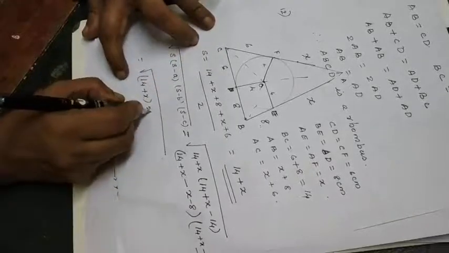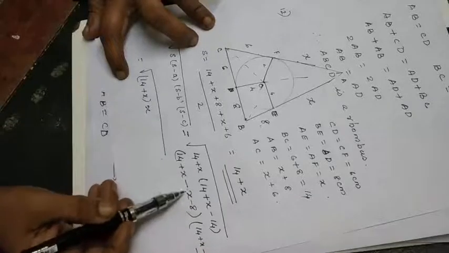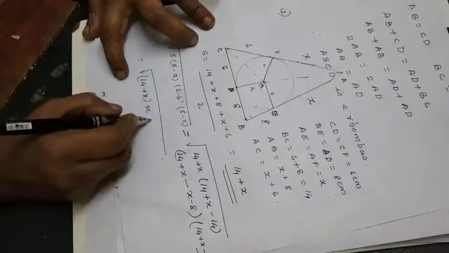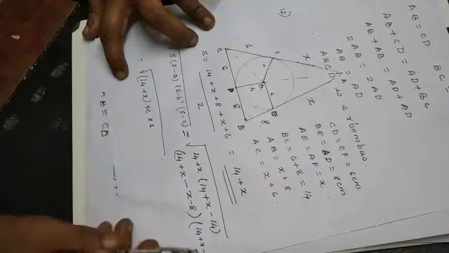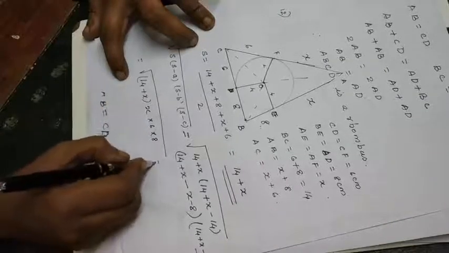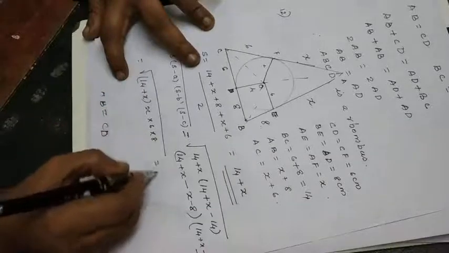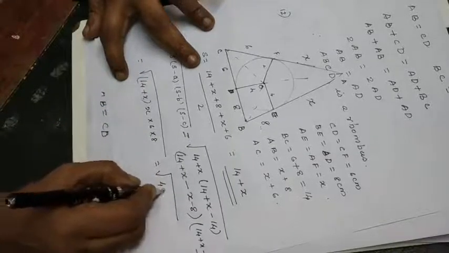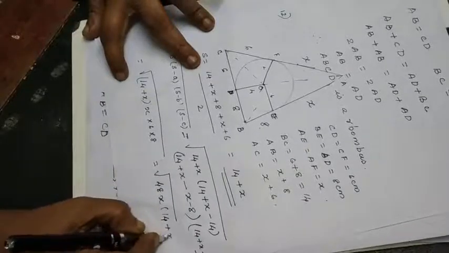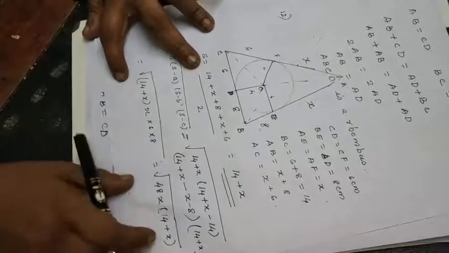Here it will come X. 14 will get cancelled, X will get cancelled, 14 minus 8, that is 6 you will get. Here x will get cancelled, 14 minus 6, 8 you will get. So you will get root of 48 x into 14 plus x. Okay, this side.